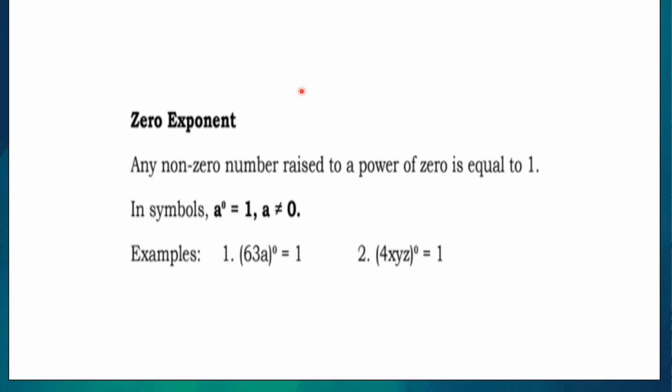Zero exponent. Any non-zero number raised to the power of 0 is equal to 1. In symbols, a to the power of 0 is equal to 1, where a is always not equal to 0.